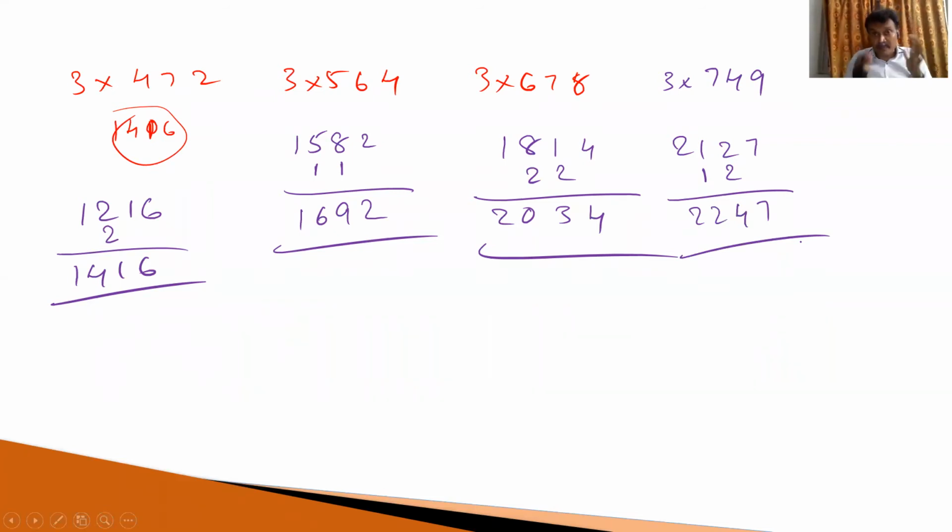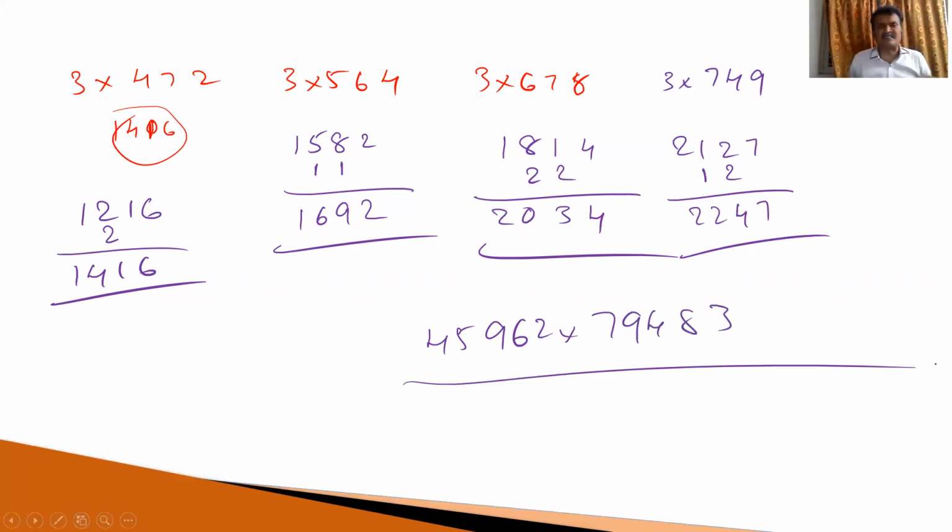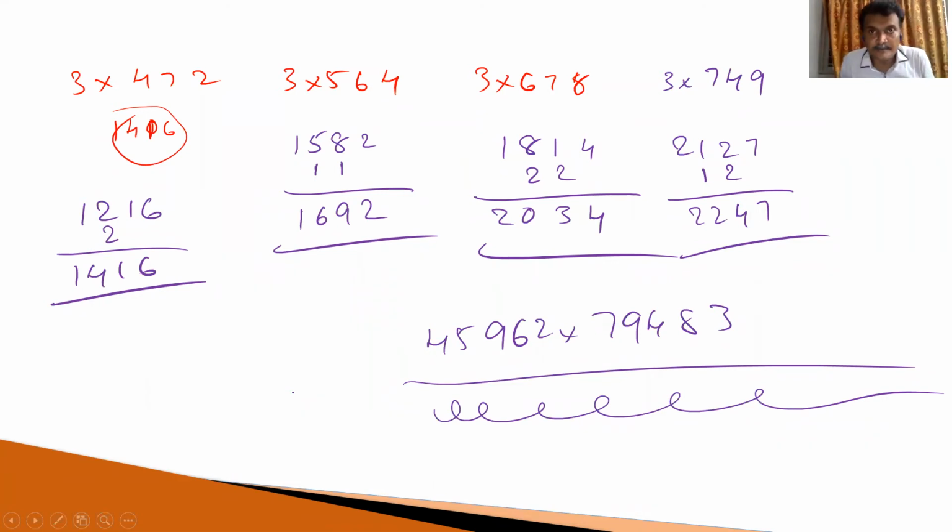Okay, suppose if you are comfortable with this type of multiplication, this suppose 45962 into 7 9 4 8 3, these type of multiplications are very simple. Just write down in a single line. No need to write down 4 steps or 5 steps and then add all the numbers. Okay, but you must be comfortable with the basic, just like these numbers.